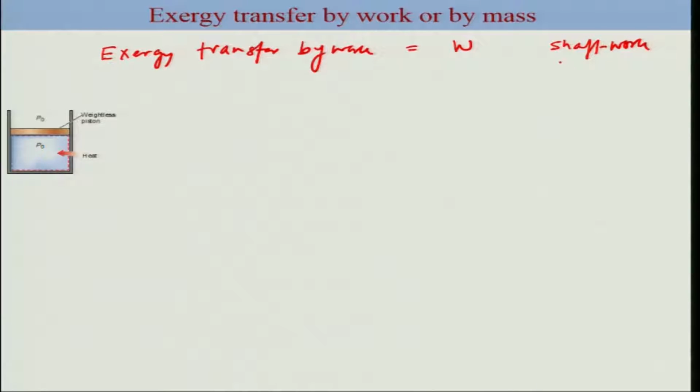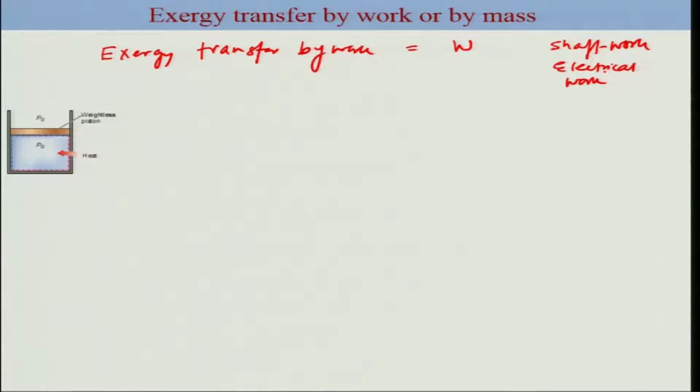Now we will look at exergy transfer by work, taking the example of a piston cylinder device. The exergy transfer by work would be simply the work, in case there is no boundary work involved. This would be the case for shaft work, for example, or for that matter electrical work.